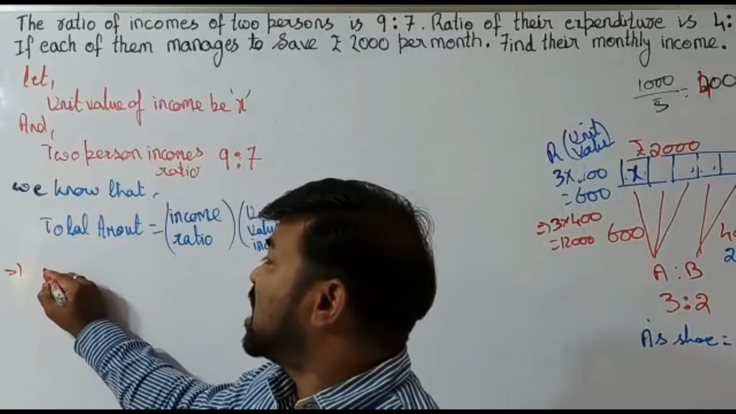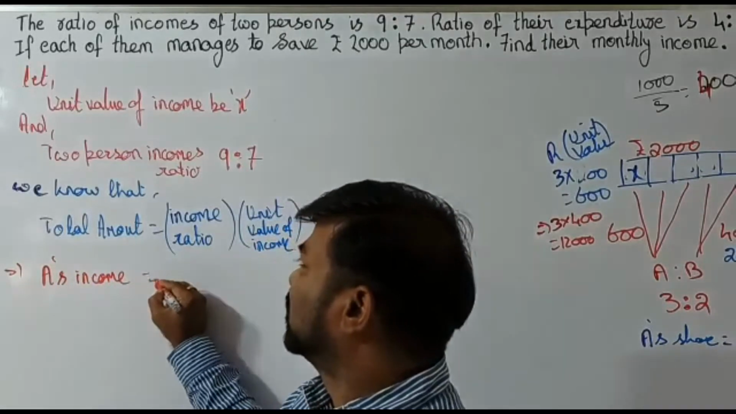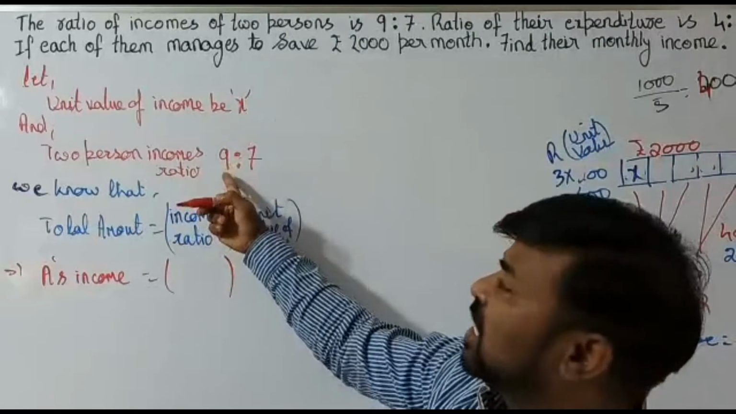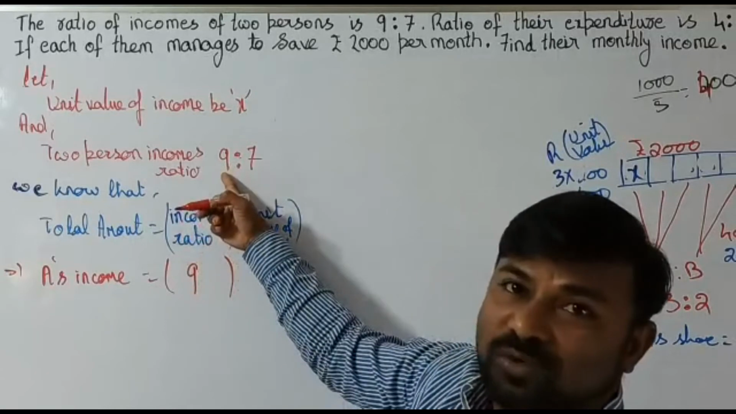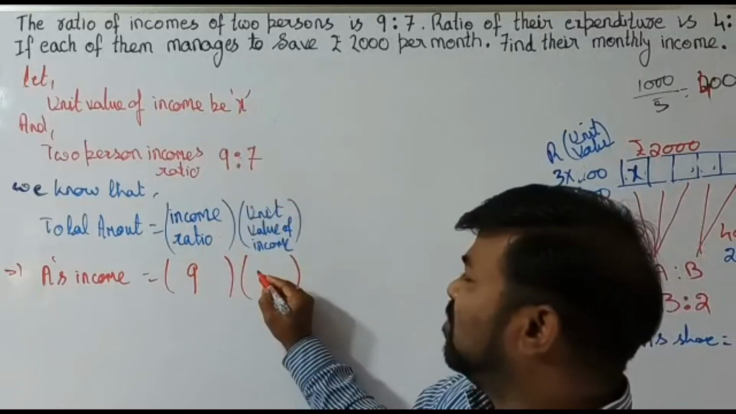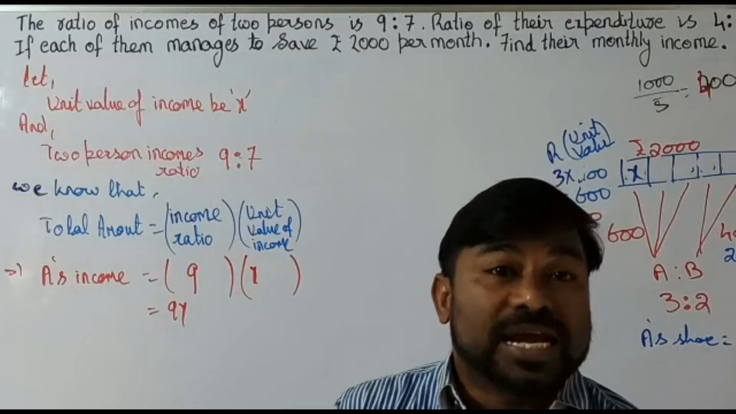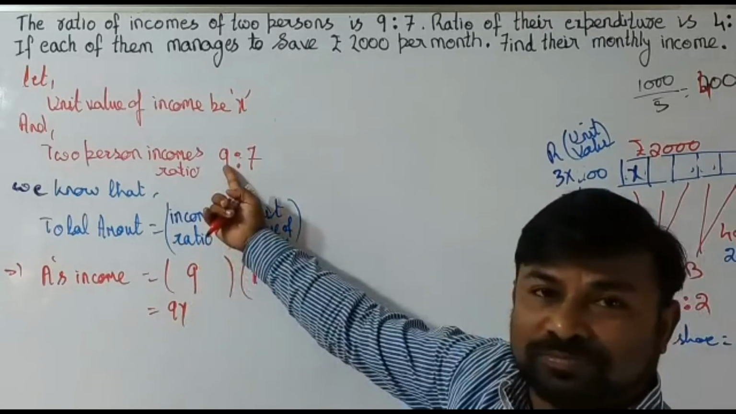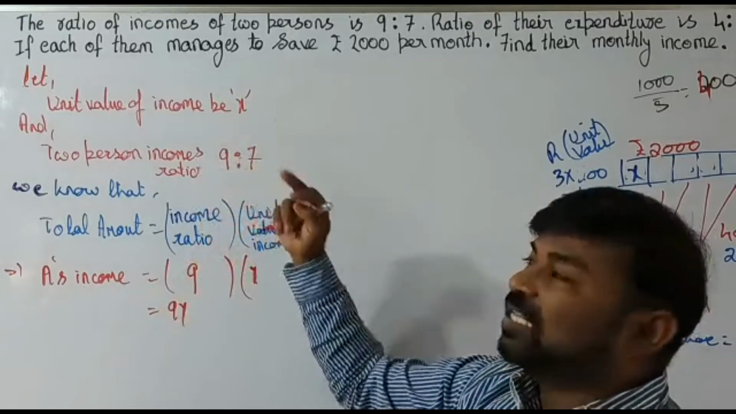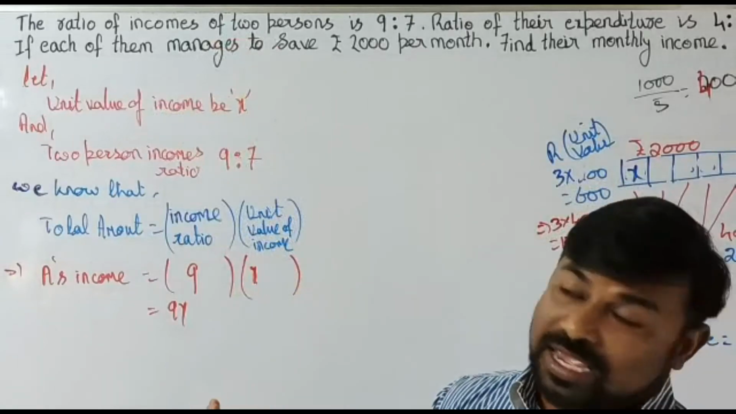which implies A's income. What is A's income? Income ratio. What is the income ratio of A? It's 9, the first one. And what is the unit value of income? It's X. So which implies 9X is A's income. 9 is the ratio. I am talking about the first person, and this is the second person. You can label it as, let the two persons be A and B here.